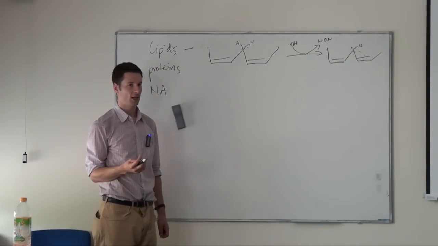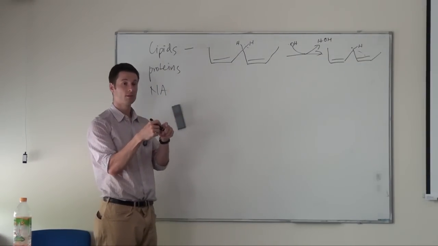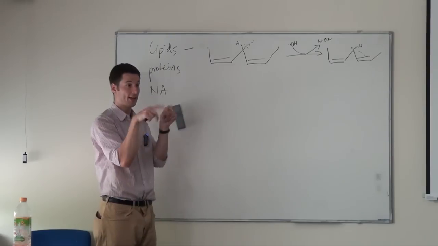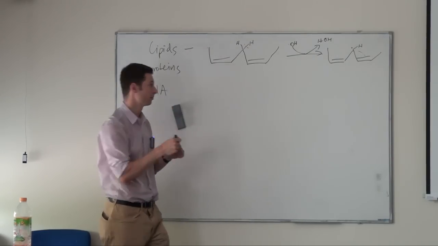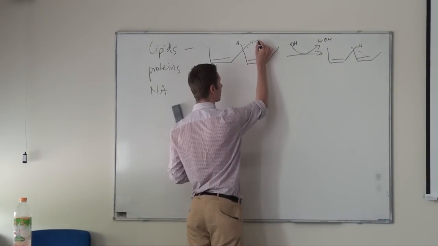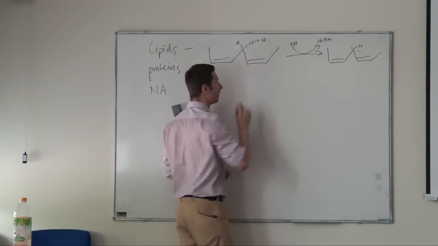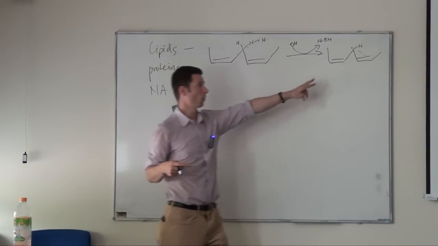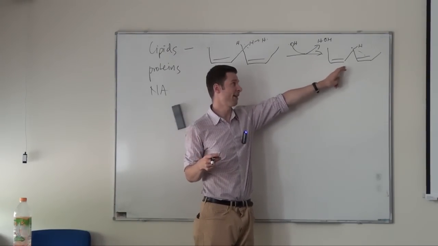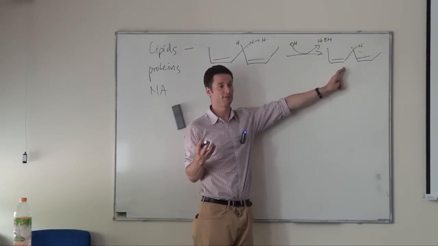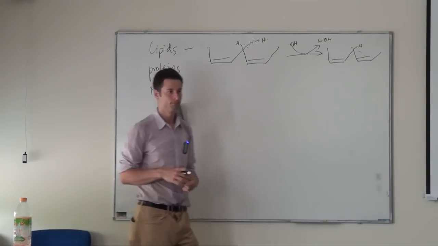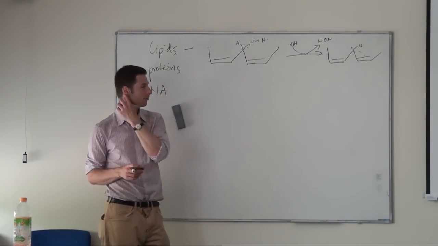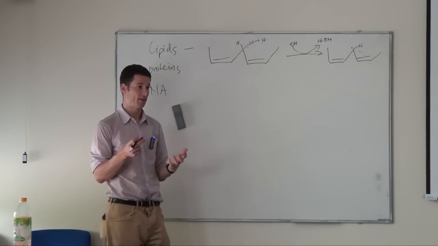It becomes the radical itself. Okay? So the hydroxyl radical comes and takes away H dot, basically. So this becomes H dot. The two react, they form water, but what we're left with is a radical derived from a fatty acid. Okay, can you see that? So that's the first step in the damage.